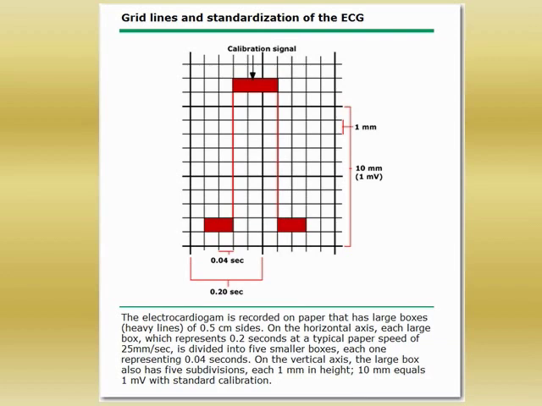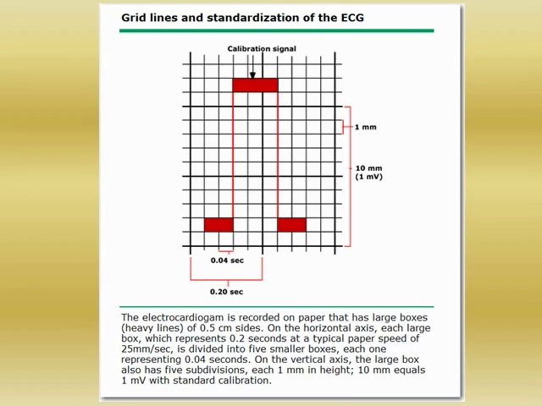Grid lines and standardization of the ECG. The figure shows the calibration signal, how the strip is divided into 0.2 second, which again is further divided into 0.04 second. Then vertically, how the grid is divided into 10 millimeter, that is 1 millivolt.